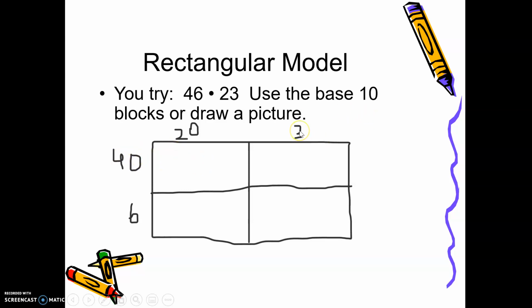What is 4 times 3 over here? Well, 4 times 3 is 12. And so if you know that 4 times 3 is 12, then you know that 40 times 3 is 120. And then we'll practice this.